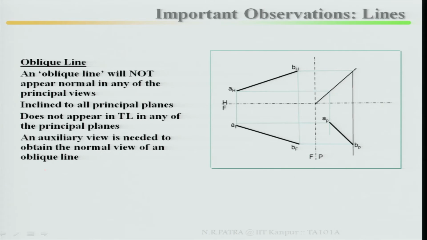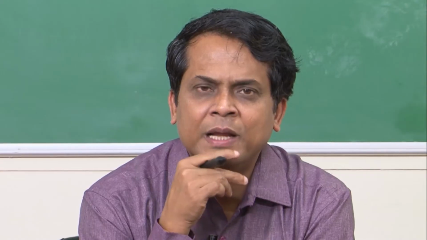An auxiliary view is needed to obtain the normal view of an oblique line. It is the most general case of a line in space. Particularly with lines in space, you will always encounter oblique lines.